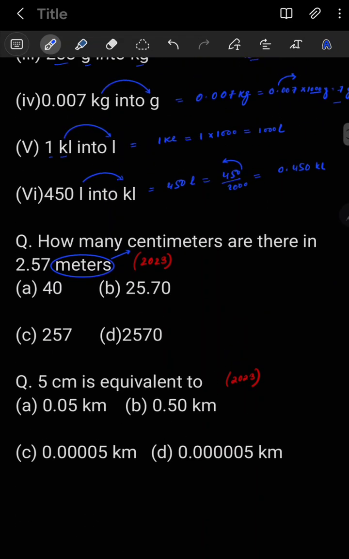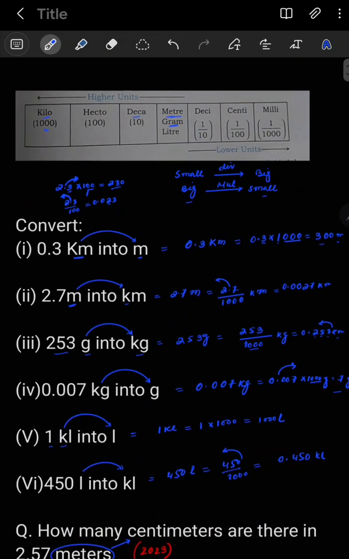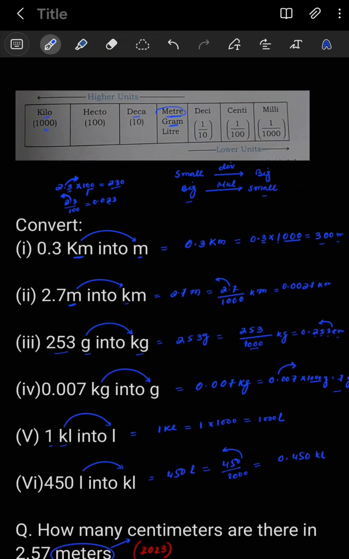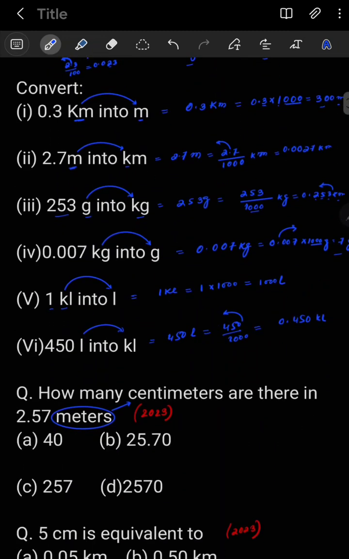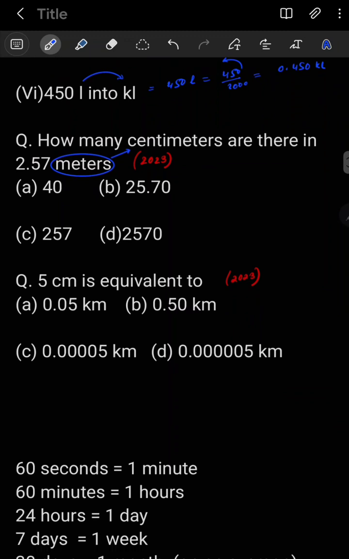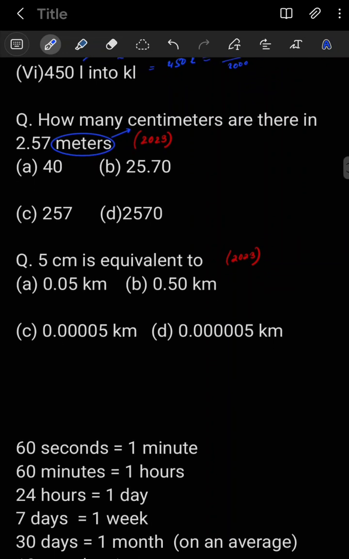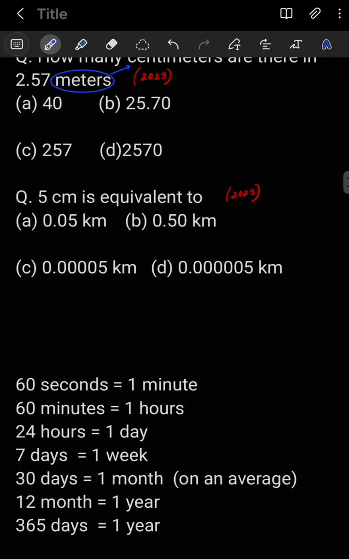Okay, so if you see here, meters is here and centimeters is here. In that case you have to multiply, but how much? You have to multiply by 100. So in this question you multiply by 100. Multiply this value 2.57 into 100 and comment your answer. Then the next question also, solve it and comment your answer.